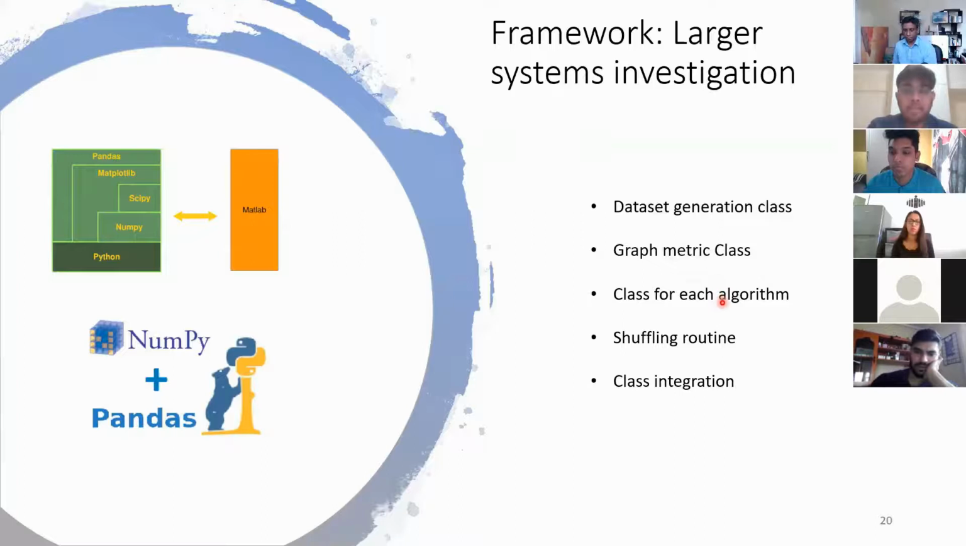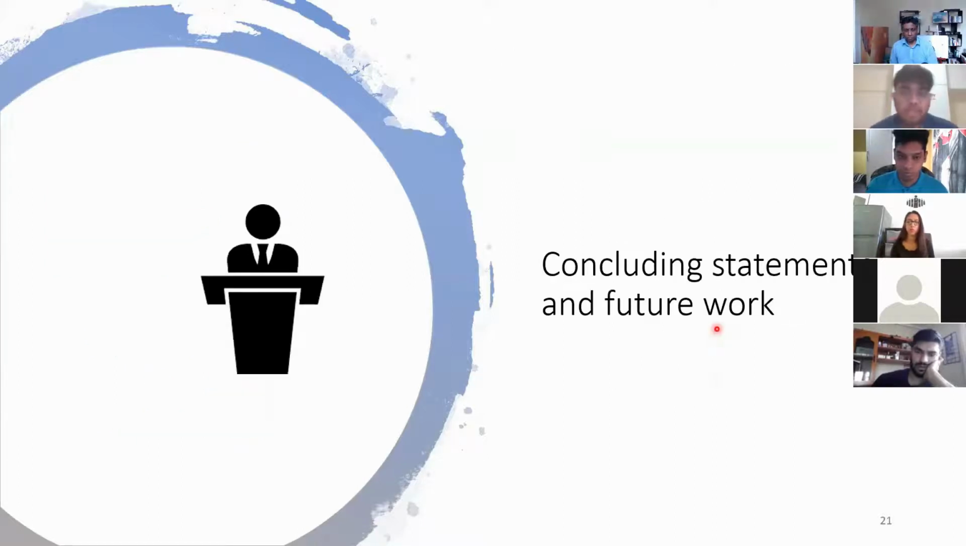I created a class for each of the algorithms. And this shuffling routine basically reorders the elements in each of the data parameter lists just to see how biased the algorithms are for a specific IS network structure. And then I integrate the classes. So the framework was developed and a methodology was created using the scientific method to evaluate the suitability of the algorithms on systems of varying size.